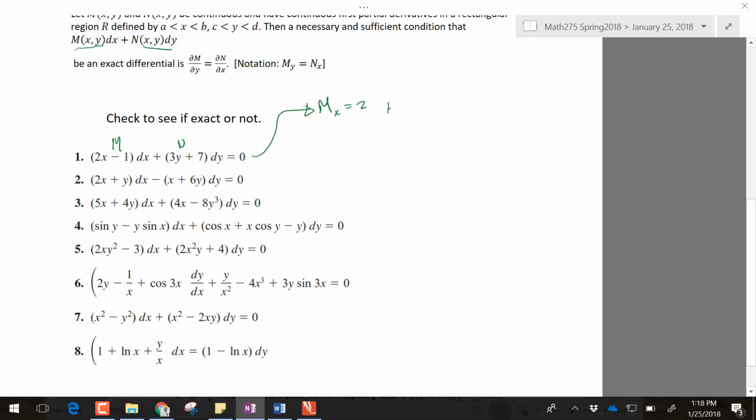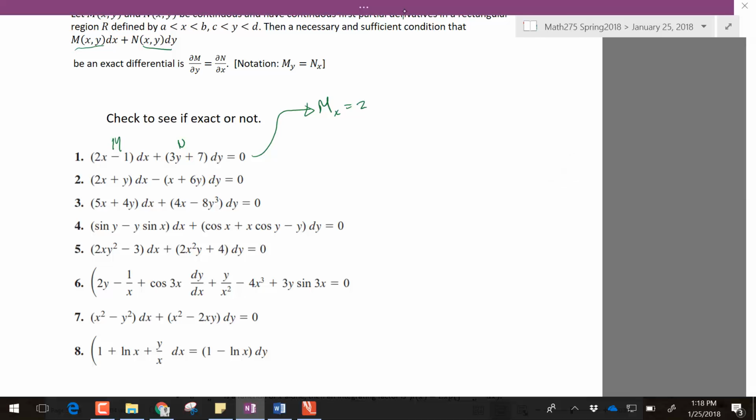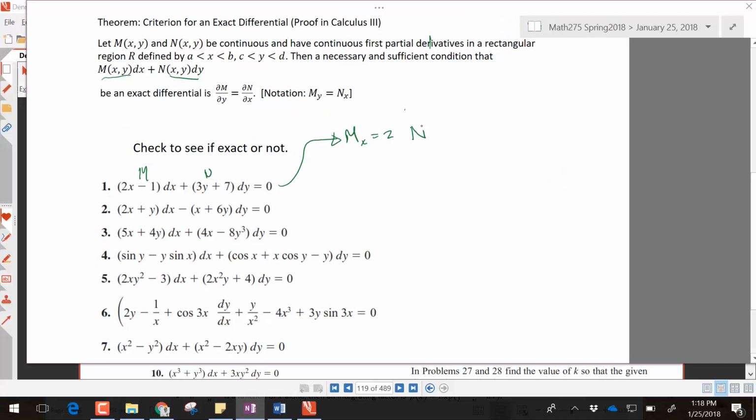And then N, what? Can't draw an N. Do you write an N? Oh, sorry, I already messed up. We want the M with respect to y. Let's try that again.